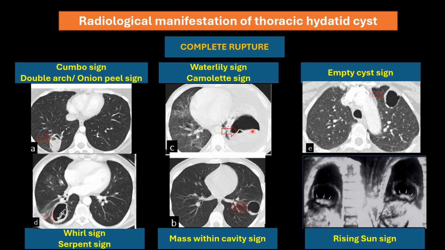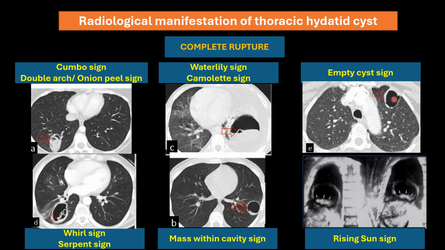And depending upon the degrees of rupture, either it can present as a mass which is seen within the cavity, or it can present as membranes which are seen within the cavity, which is called whorl sign or serpent sign, or there can be still fluid as well as membranes, in which it is called water lily sign or camalote sign, or it can have a rising sun kind of an appearance. So these 4 signs basically mean different levels of evacuation of fluid which is seen within the cavity.